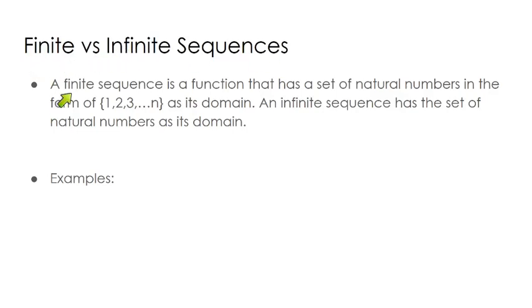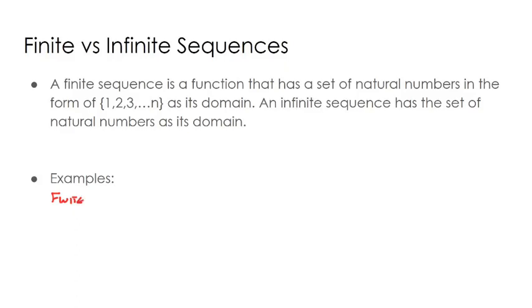A finite sequence is a function that has a set of natural numbers in the form of this as its domain. An infinite sequence has the set of natural numbers as its domain. So let me hash that out and explain that. We're looking at numbers that follow a pattern, okay? So if I look down here, let's first do a finite sequence.